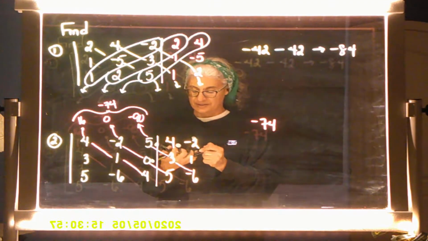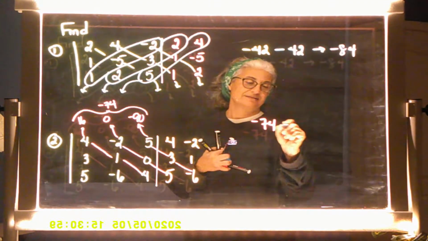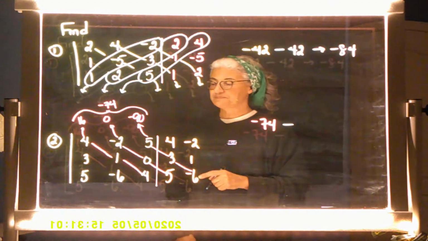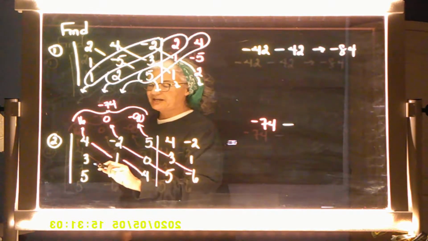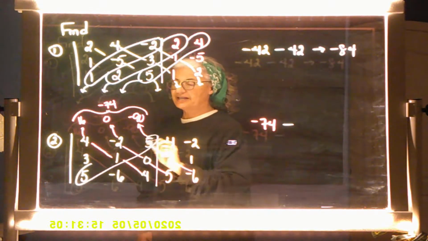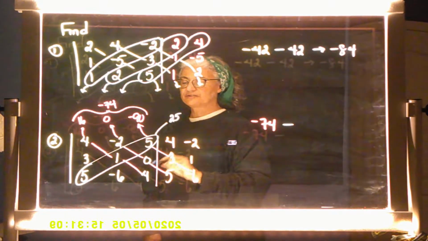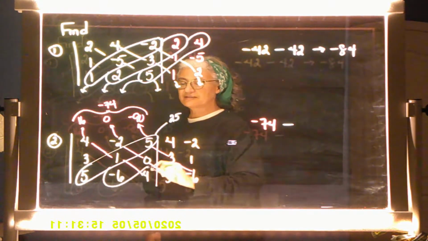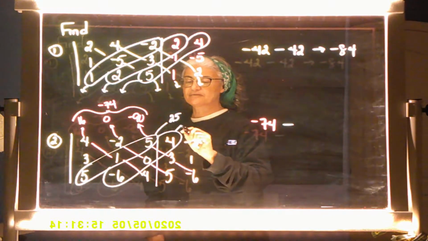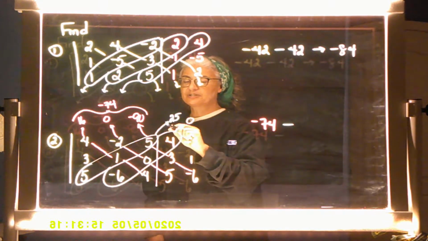Okay, so I have -74 minus, and now I got to figure out the other number. So we have the 5, the 1, and the 5, which will give us 25. We have the -6, the 0, and the 4, which will give us, that's right, that one gives us 0.